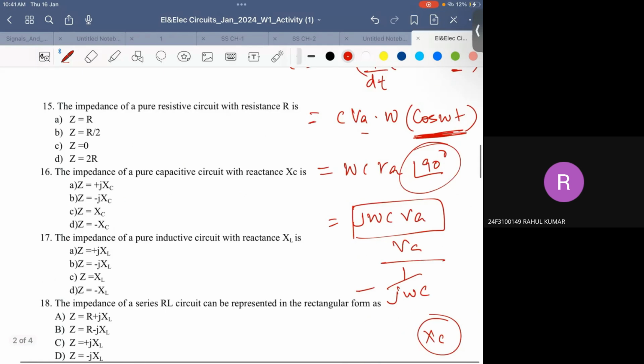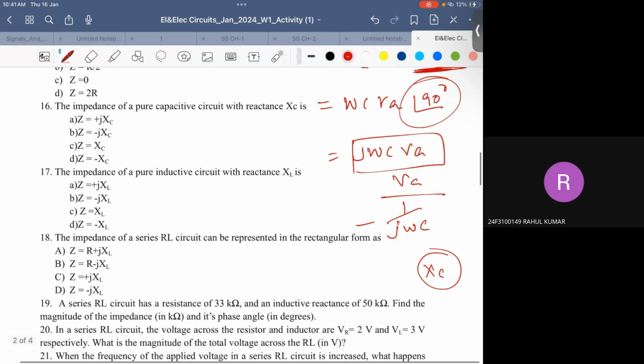Now, the impedance of a pure resistive circuit: I hope you don't have to write anything for that. It basically just has the resistance, nothing else. And the impedance of a pure capacitive circuit, where you just have a capacitor, nothing else, then what will be the value? Minus jXC, right?